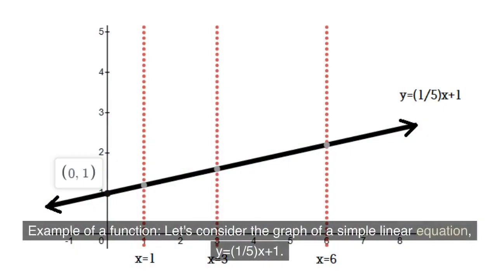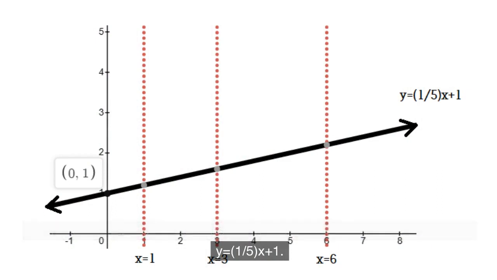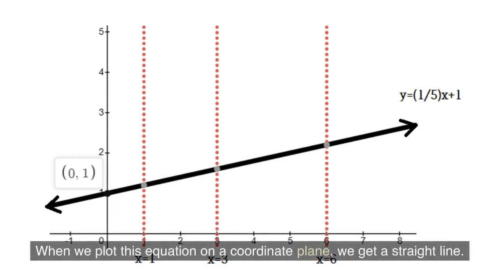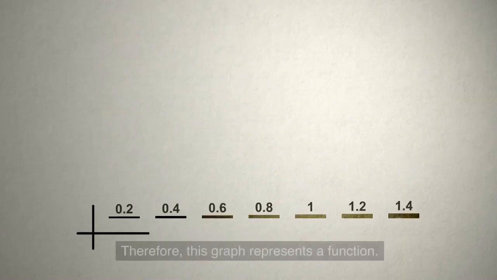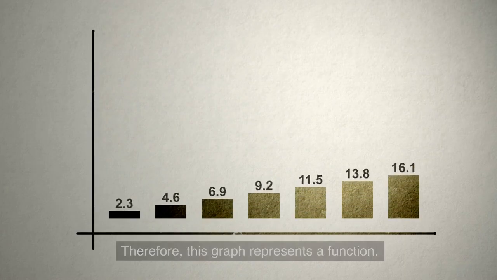Example of a function. Let's consider the graph of a simple linear equation, y equals 1/5 x plus 1. When we plot this equation on a coordinate plane, we get a straight line. If we draw any vertical line through the graph, it will intersect the line at only one point. Therefore, this graph represents a function.